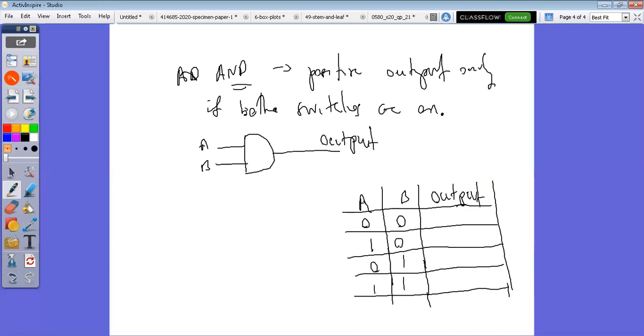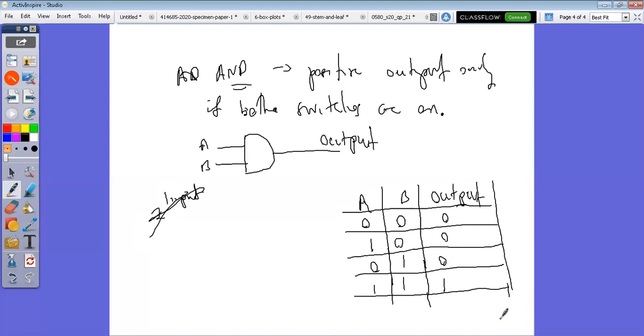Possible conditions, because it's always 2 to the power of the number of inputs, so you only have 4 possible. Now, what did we say? Only positive if both are on. The rest are 1 0 0 0. Clear? Okay. Yeah, clear, sir.